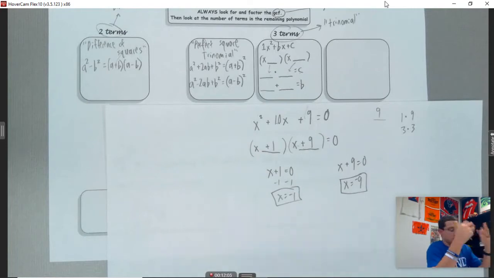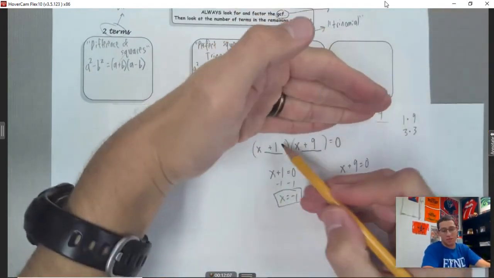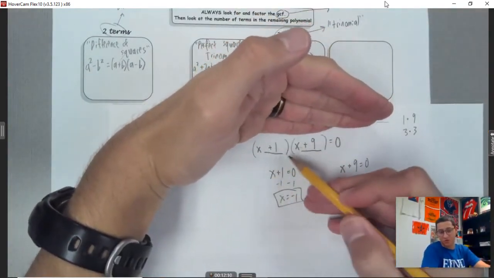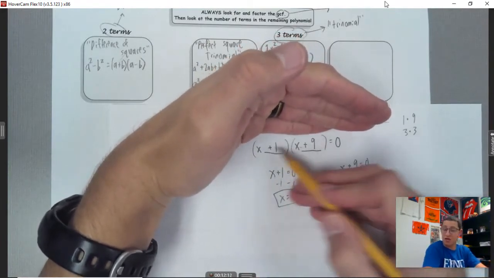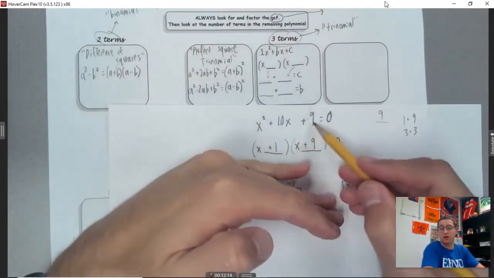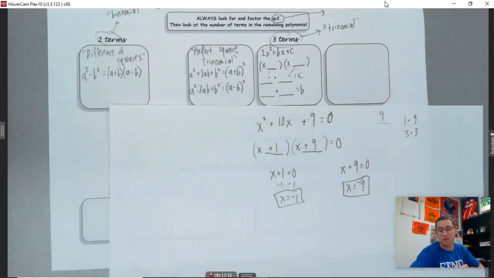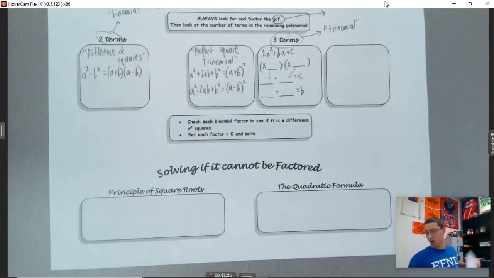Now, keep in mind, depending on the problem, it might say find what this is equal to, or FOIL it. In order to get from here to here, that's where we're going to use the box method. That would be FOILing or the box method, whichever you prefer. All right, cool. Last one on the trinomials.